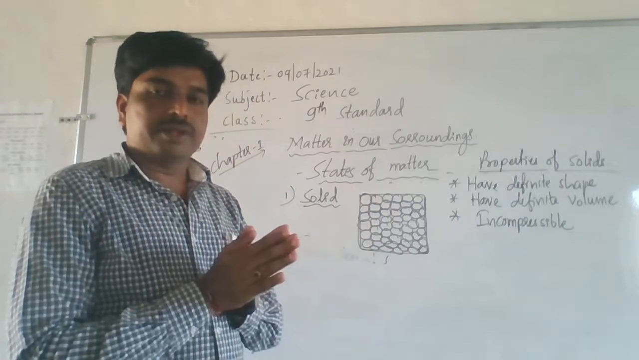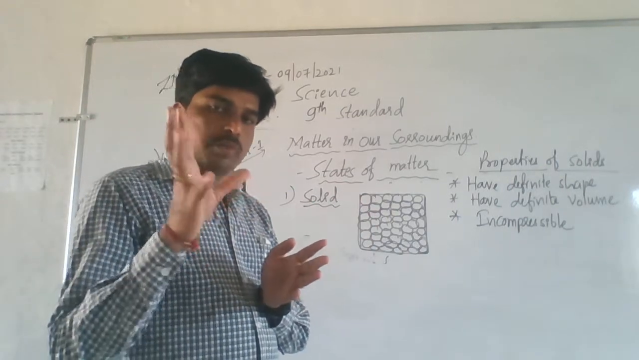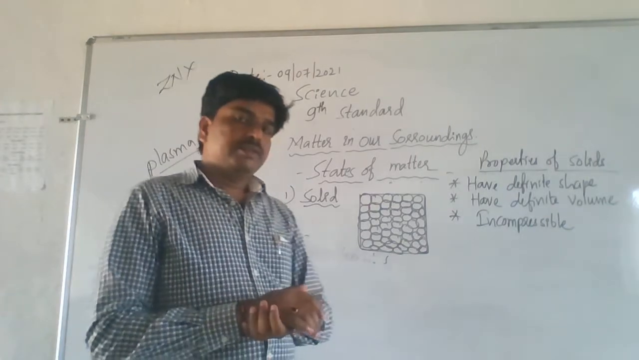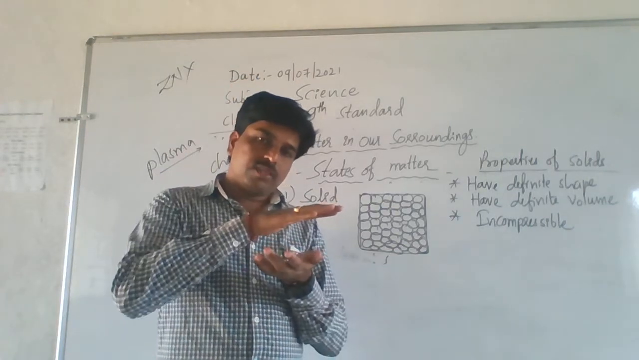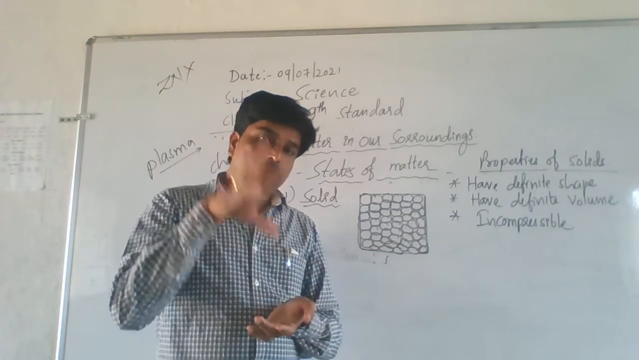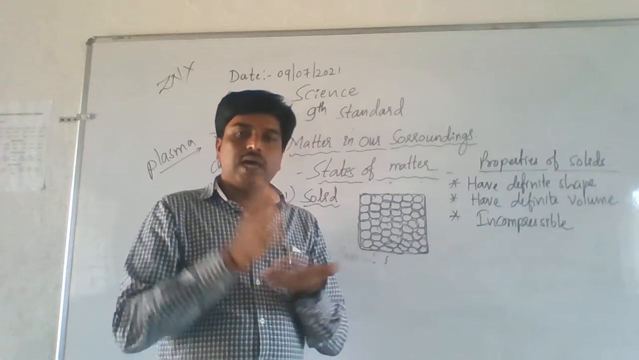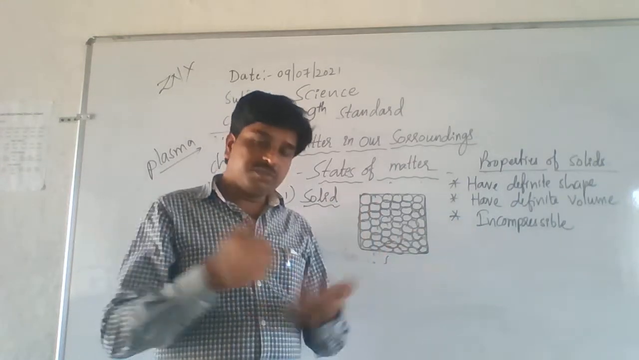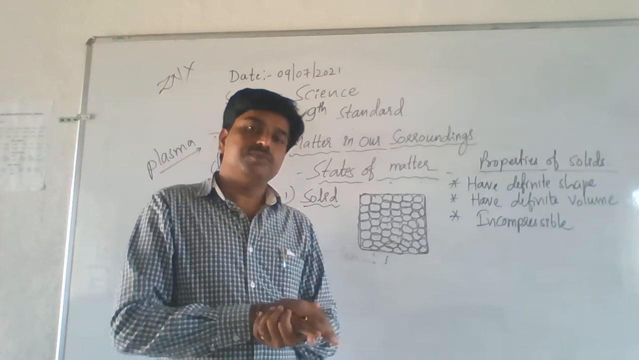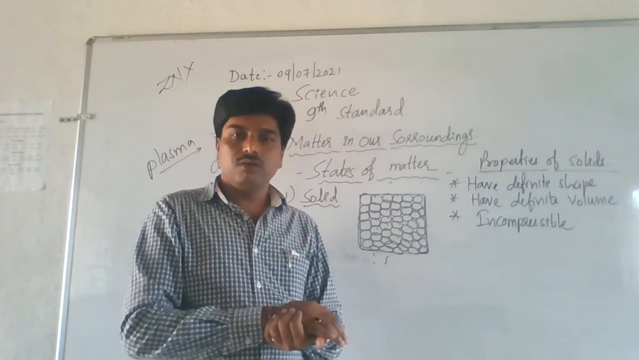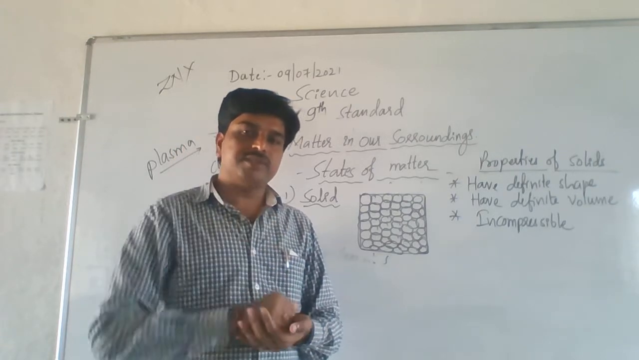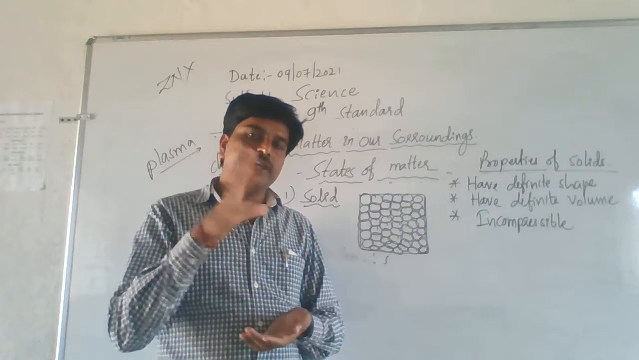Some exceptions are there. What is that? Rubber ball. Take a rubber ball, even a sponge. Just apply force on it. The sponge gets compressed. It is compressible. Even a rubber ball is also compressible. I said solids are incompressible, but a rubber ball and even a sponge undergo compression. How is it possible, sir? Take a rubber ball. Inside there is an air space.